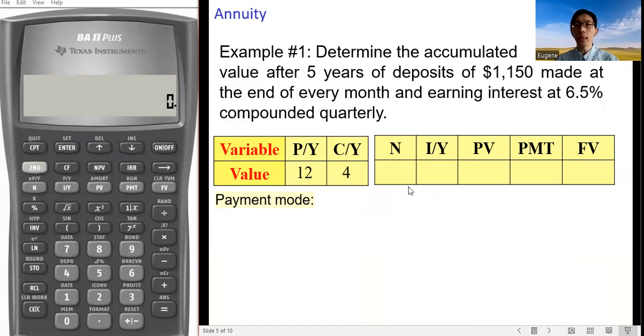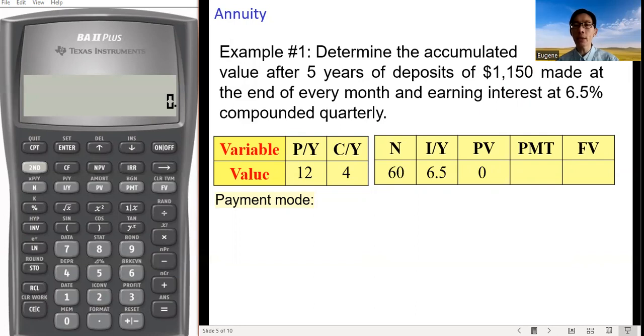And then N denotes the total number of payments. The annuity lasts for 5 years, and the payments are made every month. So the total number of payments is 60, 5 times 12. And then IY, the nominal rate, 6.5%. PV, there's no information from the question regarding PV. There's no initial deposit in the account. So PV is 0.